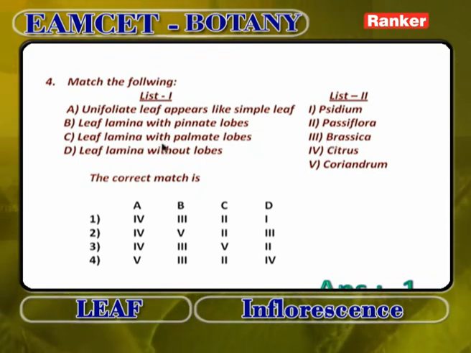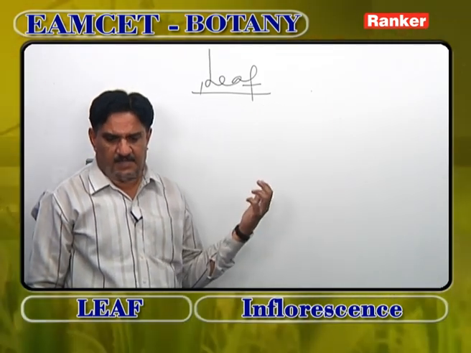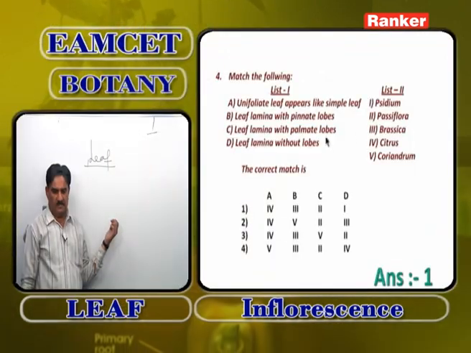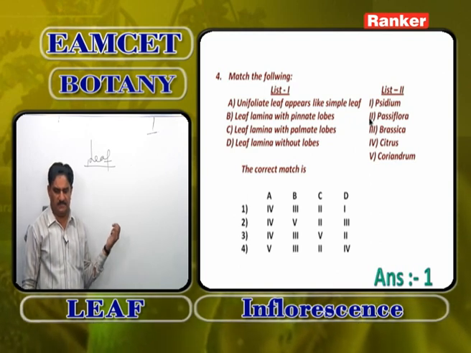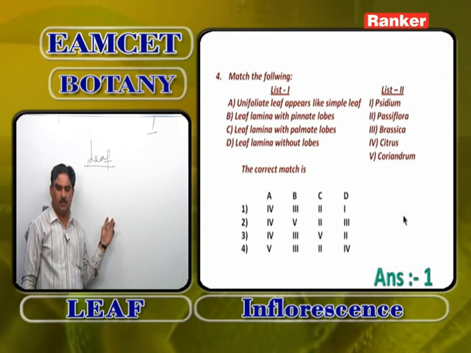Leaf lamina with palmate lobes means the leaf lamina shows lobes that resemble fingers in a palm. For this, the answer is Passiflora. Then comes leaf lamina without lobes. That means a totally simple leaf. That is the first one, Psidium. So the answer is 4, 3, 2, 1.